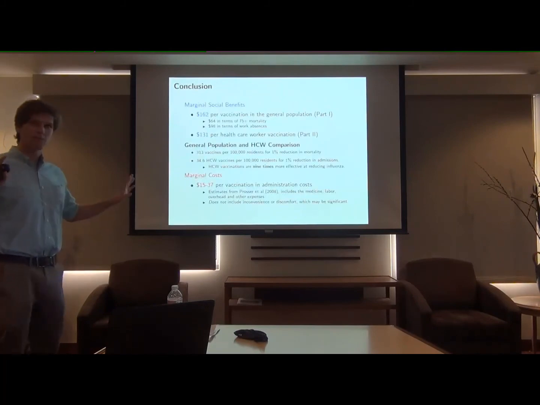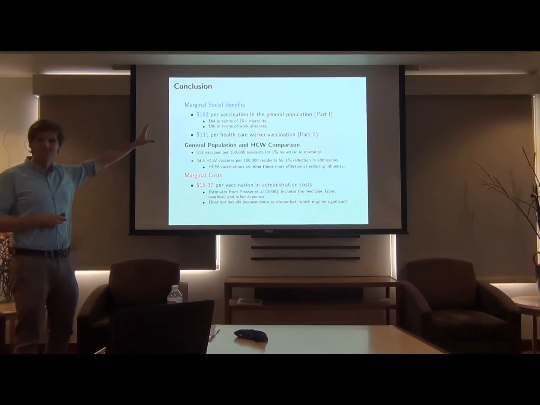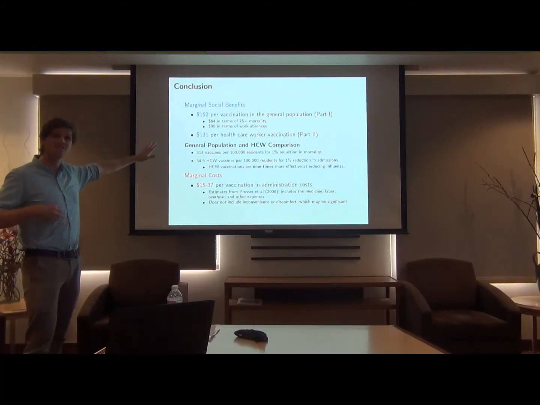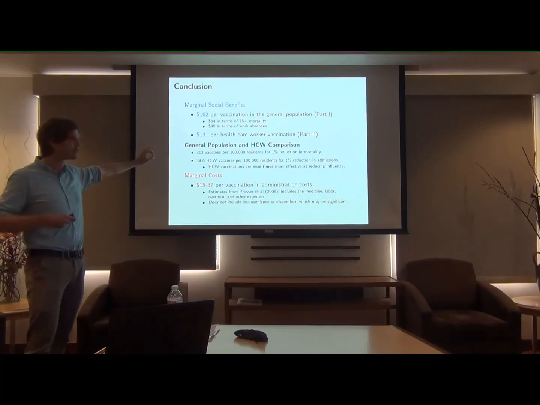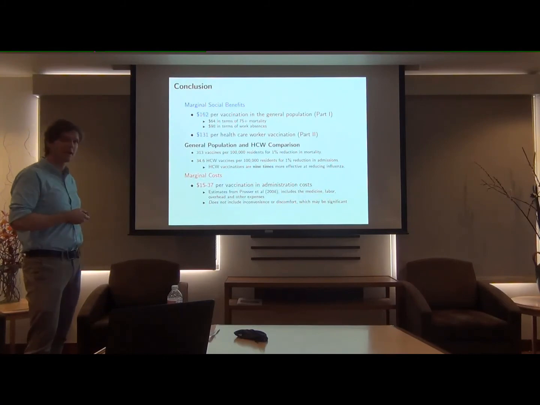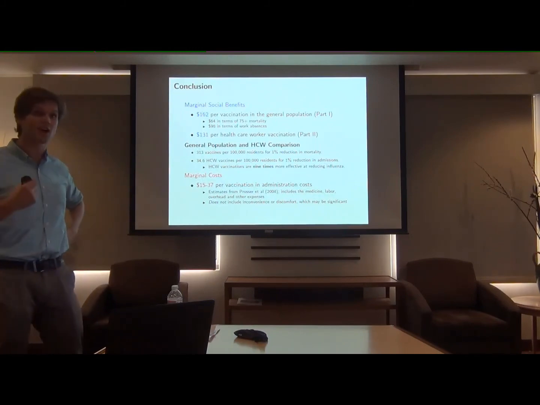Okay, wrapping up. So what have I done in this paper? Estimating the marginal social benefits of influenza vaccination. All right, in part 1 of the paper, I estimate that each vaccine confers benefits of about $162. This is in terms of 75 and older mortality and in terms of work absences. Part 2 of the paper, I can show you this calculation, but I find that each vaccine confers benefits of about $131 just in terms of reduced healthcare costs.